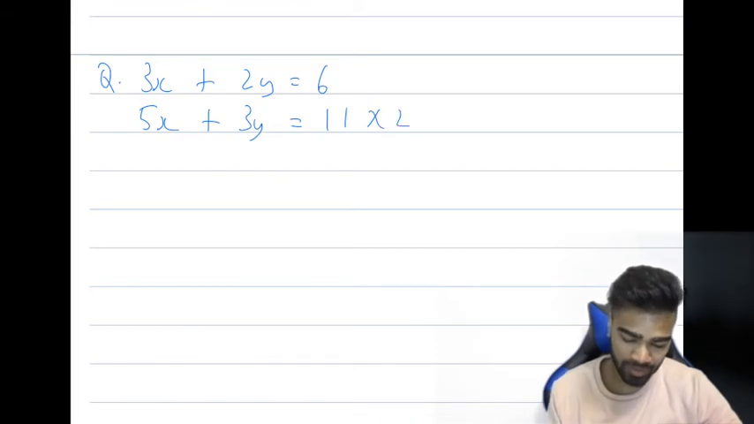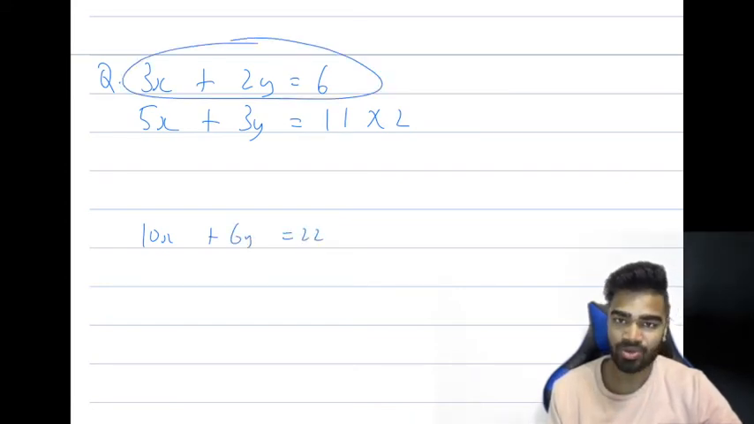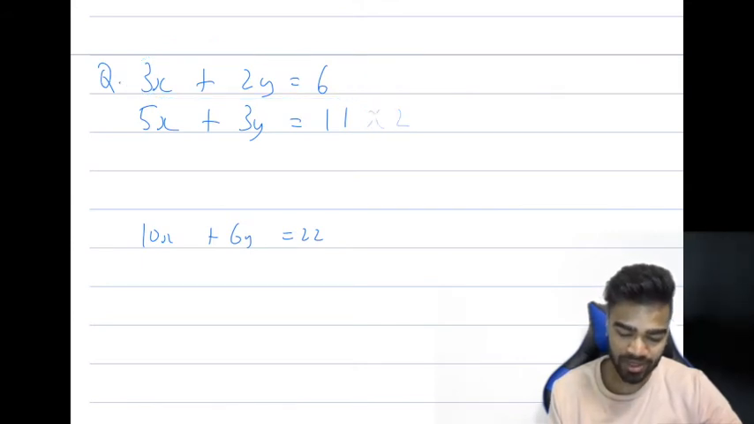For example, I can't multiply this by 2. Then let's see what happens. If I multiply it by 2, I'm going to get 10x plus 6y is equal to 22. It still doesn't match up. No numbers match up to the top equation, right? So this one's a bit special.